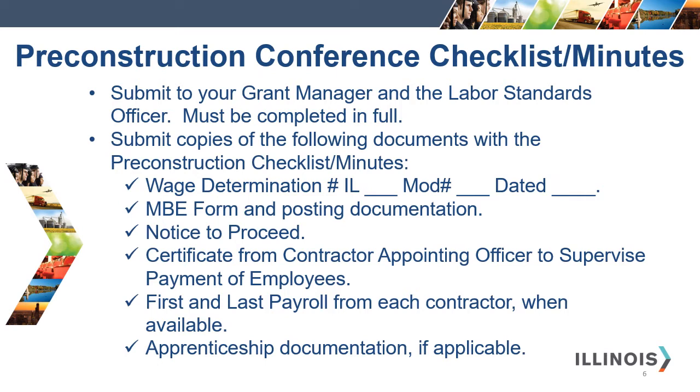The pre-construction conference checklist should be followed and completed at the pre-construction meeting. For the CDBG program, it will serve as the minutes of the pre-construction conference meeting. This document also requests that you submit to your grant manager and the Labor Standards Officer a copy of the wage determination to be used for the project, the MBE form and posting verifications, the notice to proceed, the certificate from contractor appointing officer to supervise payment of employees, the first and last payroll when they're available, and any apprenticeship documentation if this applies to your project.